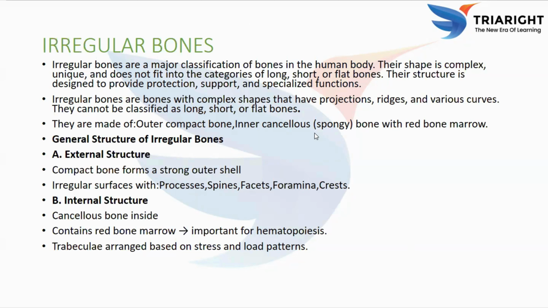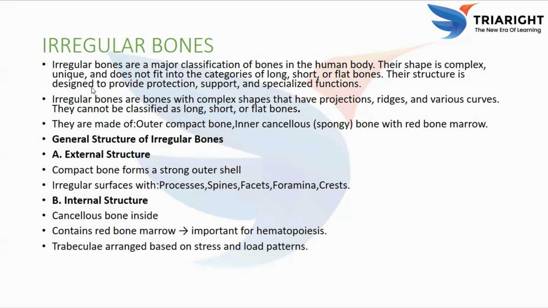So their shape is complex, often with projections, ridges, curves and openings. Because of these shapes, irregular bones perform specialized functions such as protection, support and also muscle attachment. So what are the key features of the irregular bones? The complex shape, nothing but they have uneven surfaces. They contain features like processes, spines, facets, foramina and also the crest. So this cannot be classified elsewhere, like they do not match the long bones, short bones, flat bones. So they form their own category.